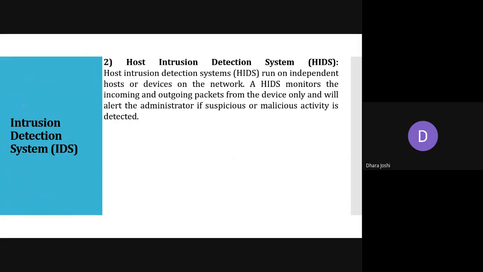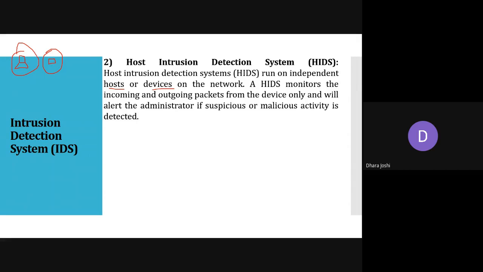Now we are talking about the second type of intrusion detection system, which is the host intrusion detection system. HIDS run on independent hosts or devices. So this is one laptop or one computer, this is another computer. It is working on a particular system. There is one HIDS for one system and a second HIDS for a second system. So in the network, there can be multiple systems.